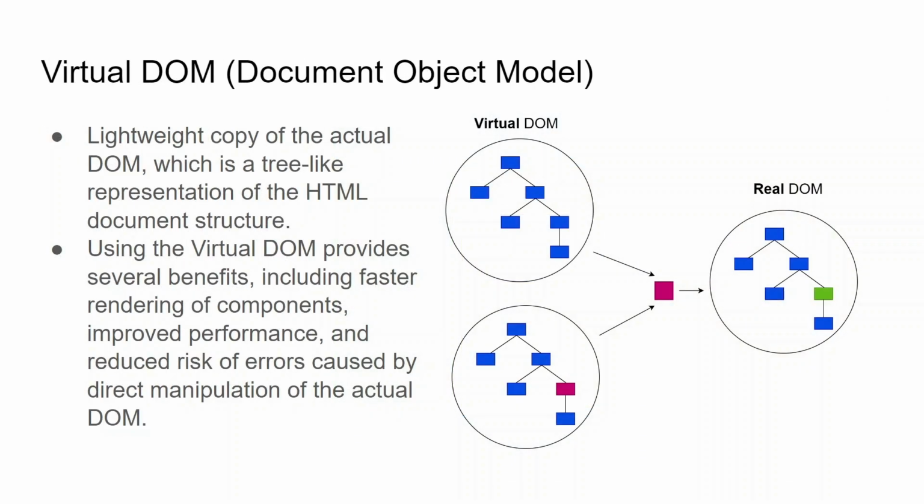Let's see what is virtual DOM. Virtual DOM is a lightweight copy of the actual DOM, which is kept in the browser memory. It's a tree-like representation of the HTML document structure. You can see here we have the virtual DOM in blue color. This is the original one. Once we update any data of the component, let's suppose I update a name, and it represents this element.